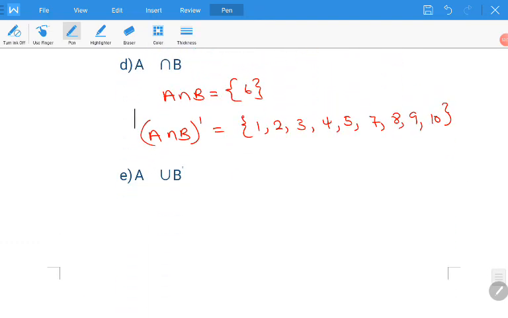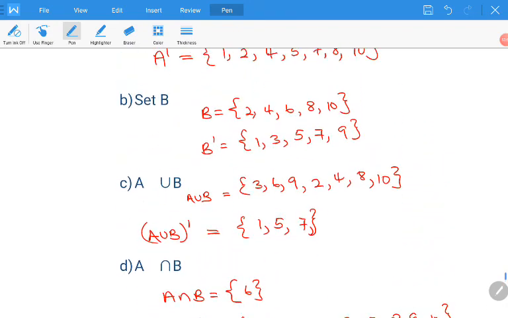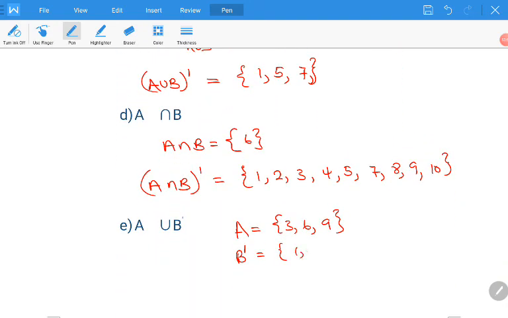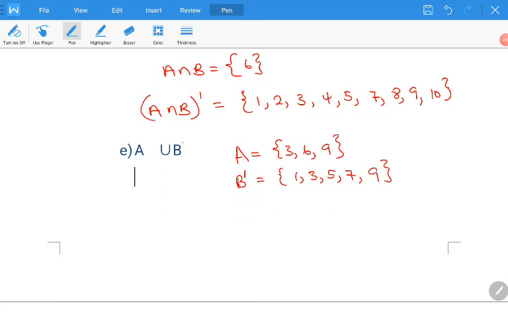So now we are looking at E. A is equal to 3, 6, 9. And B complement, let me look at B. It's odd numbers, 1, 3, 5, 7, and 9. So A union B complement is equal to 1, 3, 5, 6, 7, and 9.